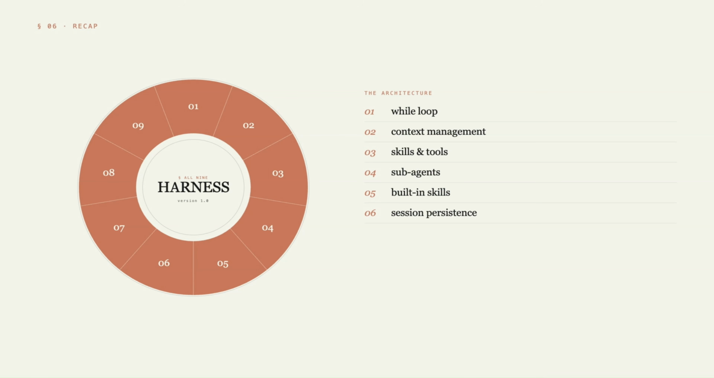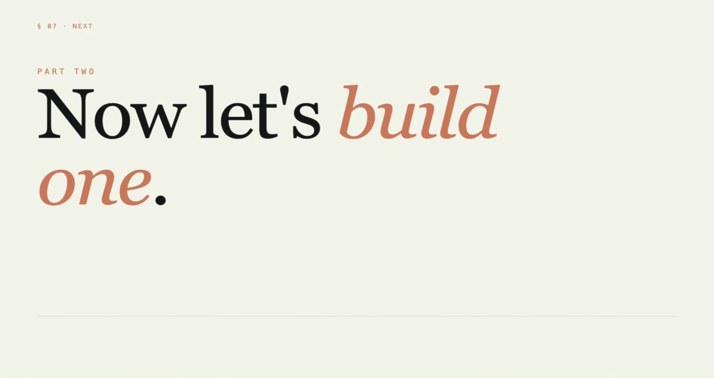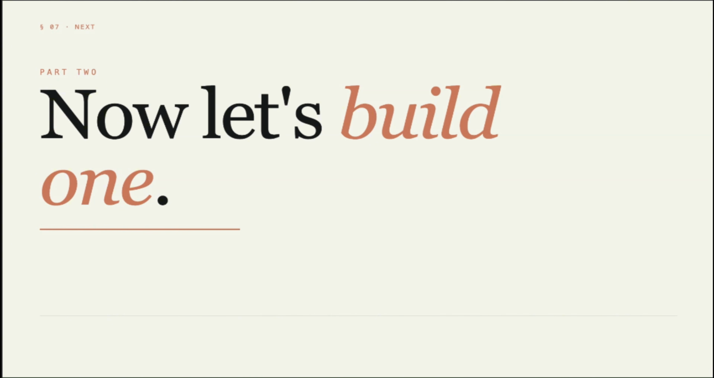All right, so these are the 9 components that I think every harness needs to have. Iteration loop, context management, skills and tools, subagents, built-in skills, session persistence or memory, system prompt assembly, lifecycle hooks, and permissions. Now, the easiest way to actually understand a harness is to build one. So let's write a minimal version in Python, nothing fancy, just enough to see all these components together.